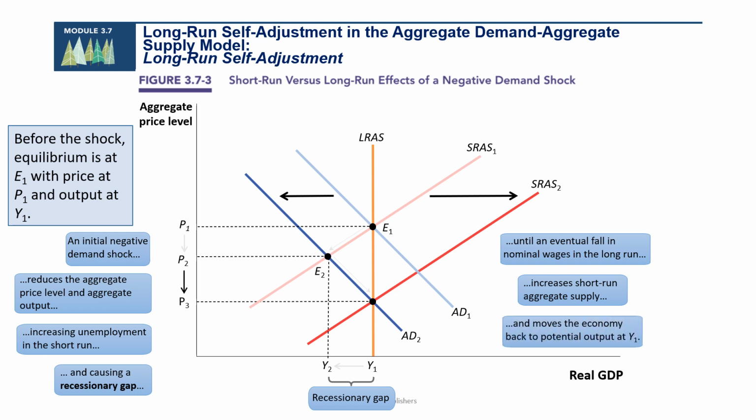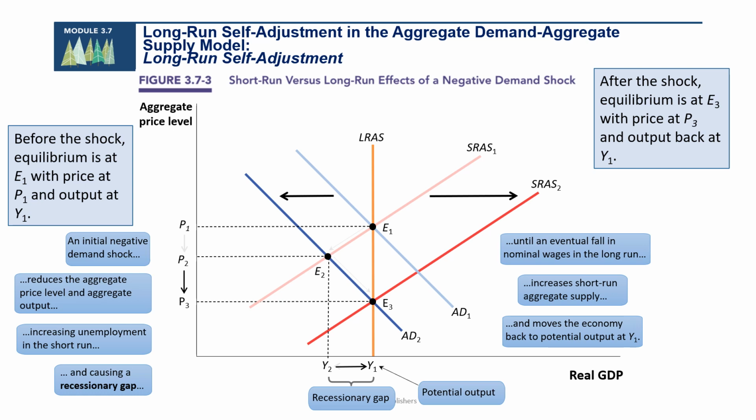What is the long-run adjustment that the economy makes? Eventually, we move back to potential GDP at Y1. Right? And at Y1, what's happened? Aggregate output is back at potential level, and we have a lower price level than we did in the initial scenario. So after the shock, we had our initial decrease in aggregate demand. We had our long-run response of a rightward shift of the aggregate supply curve in response to lower nominal wages. At our new equilibrium E3, output is restored to full potential GDP at a new price level of P3.